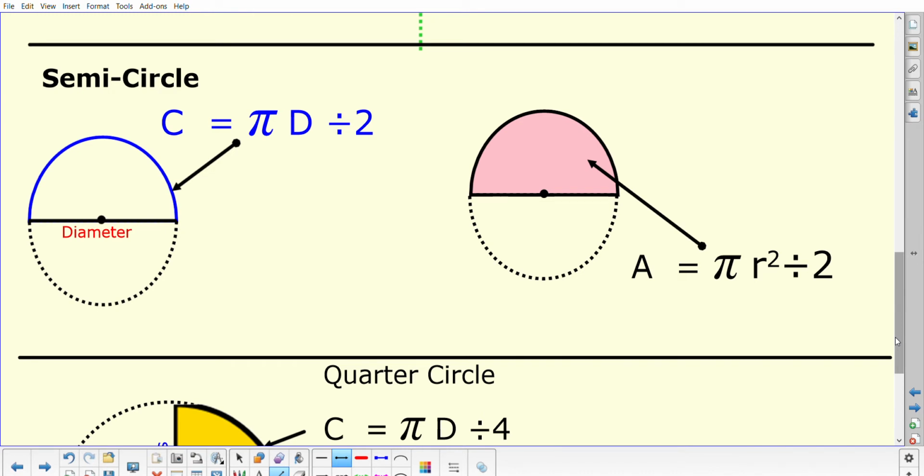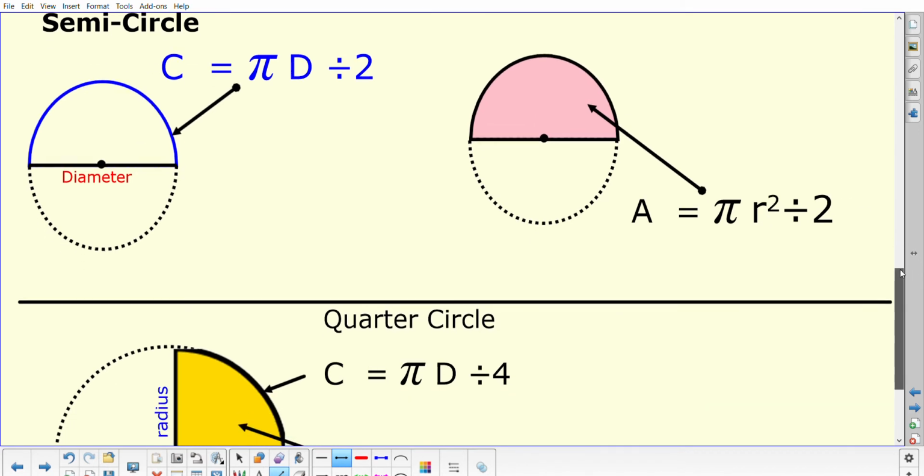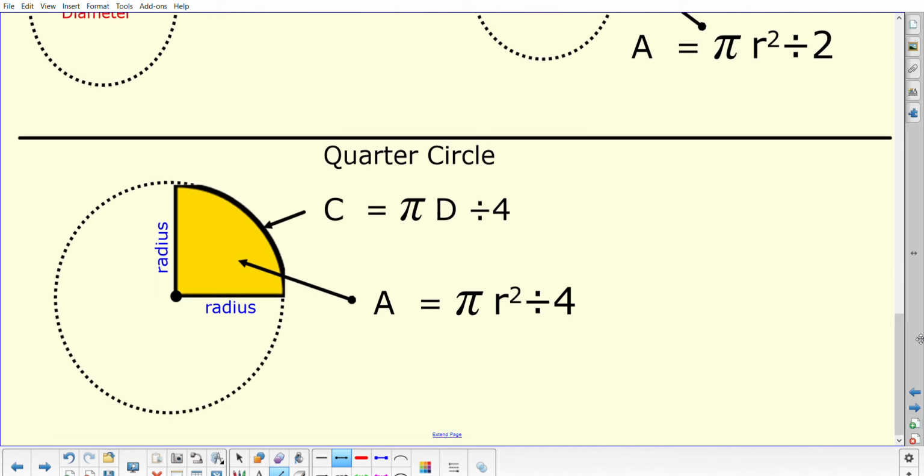So a semicircle is basically half a circle. So if you've only got half a circle there, then that curved distance, if you were to work out C equals pi d, you would be working out a full circle. But if we only want half of it, then we divide by 2. And likewise for the area of a circle, if you've only got a semicircle there, you've got half of the full circle. So you would do the same formula as pi r squared, but then you need to remember to divide by 2.